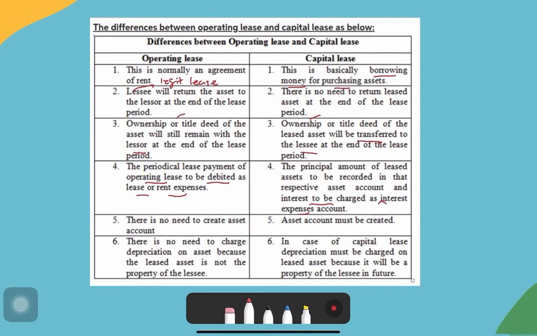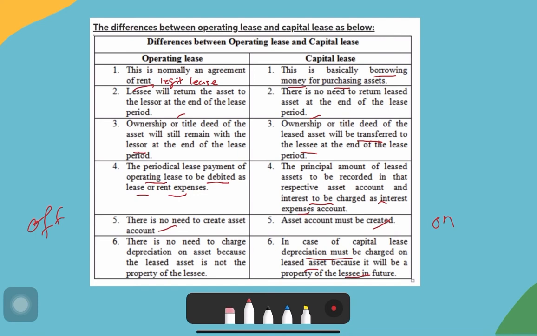So for the operating lease, there is no need to create an asset account, but for the capital lease, yes, you have to create an asset account, and you have to record it on the balance sheet. So this one is off balance sheet. This one is on the balance sheet. And then number 6, there is no need to charge depreciation on the asset because the leased asset is not the property of the lessee. And for the capital lease, depreciation must be charged on the leased asset because it will be property of the lessee in the future.